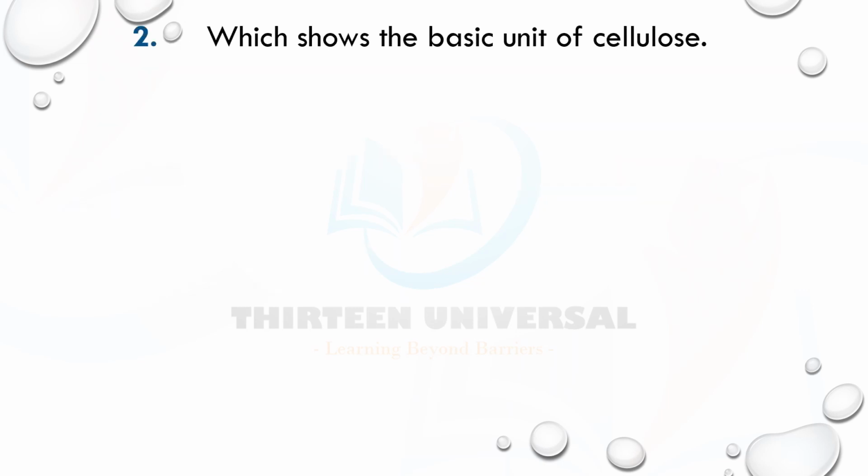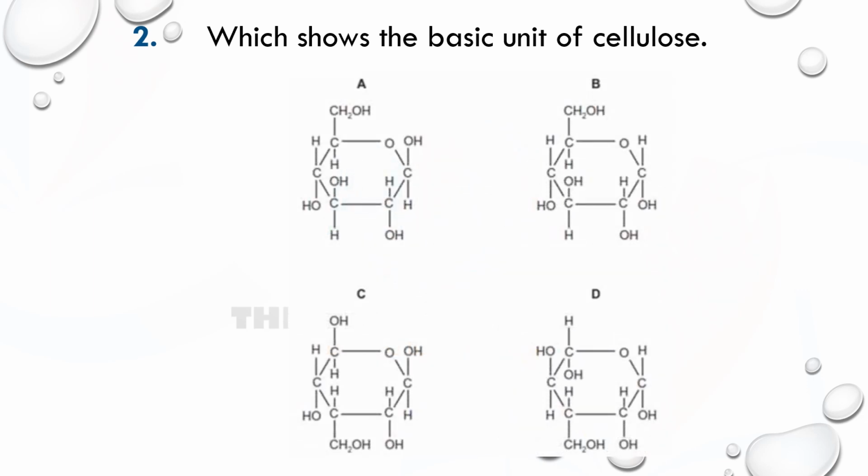Okay, let's go to the next question. It says, which shows the basic unit of cellulose? I think we should know this. Now, the basic unit of cellulose, what do you think? Pause the video and check. The basic unit of cellulose, the monomer of cellulose, that's what they're asking us. The monomer is beta glucose, not alpha glucose.